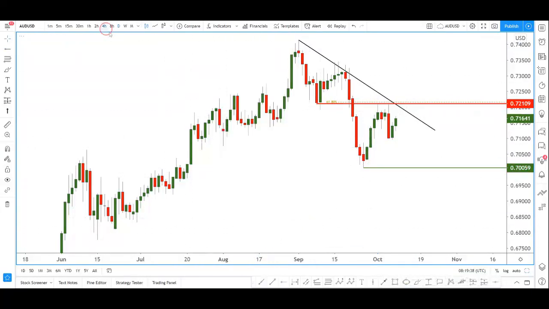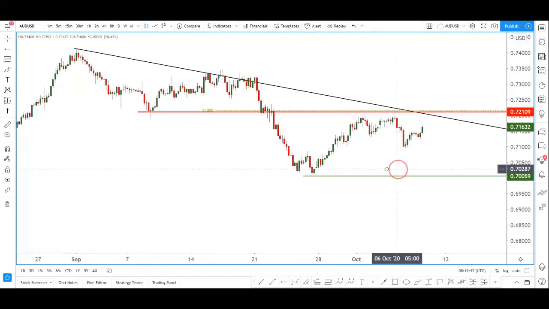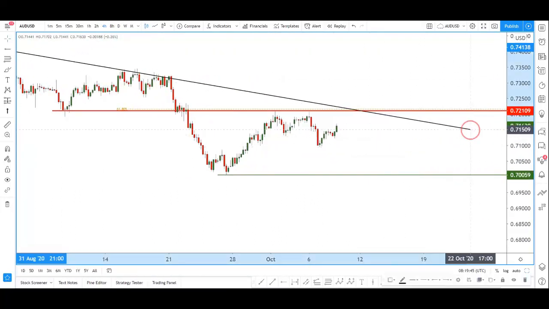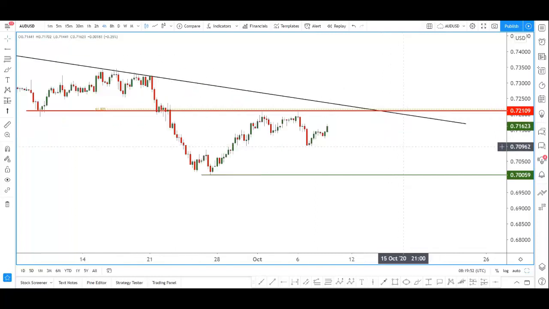Right, quickly let's go down to the 4 hours. Like I said, we can actually tidy this trend line up. Try not to cut the bodies. So it's something like that. And we already see that price is pushing higher.